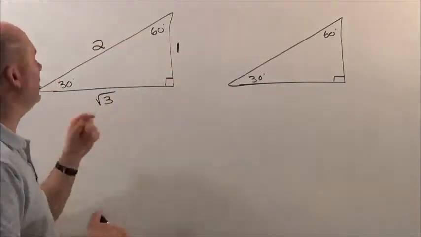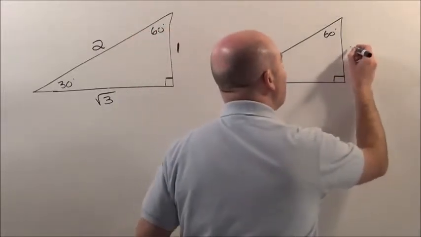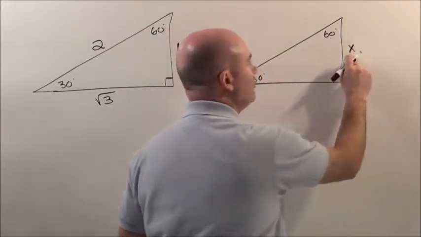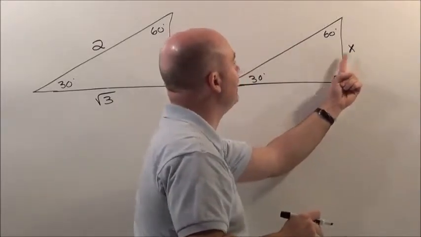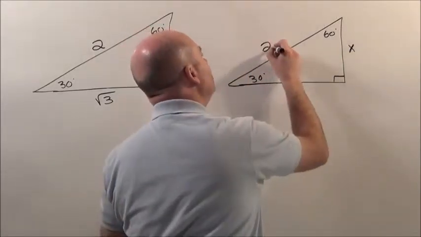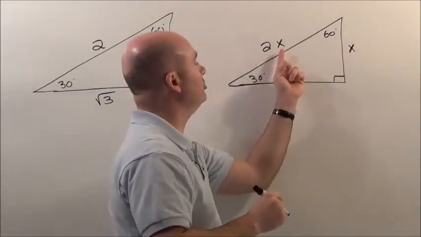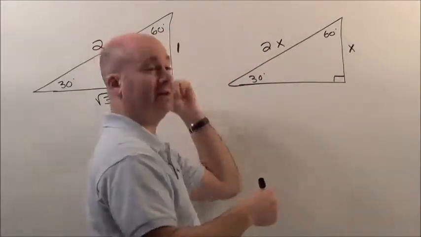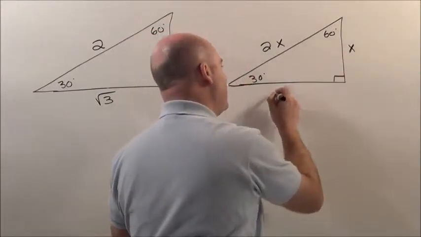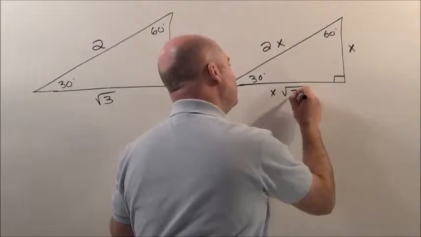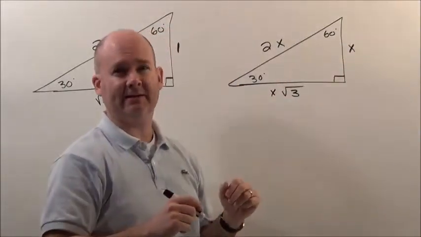Now instead of using 1s, 2s, and root 3s, what we really like to do is say, hey, if this guy here is x, whatever measurement across from the 30, the short side, the hypotenuse will be twice as many of those. So if that's 5, this will be 2 times 5, 10, and so forth, just like the last example. And what this side will be is whatever that measurement is times root 3, because this is root 3 times bigger than whatever that is.